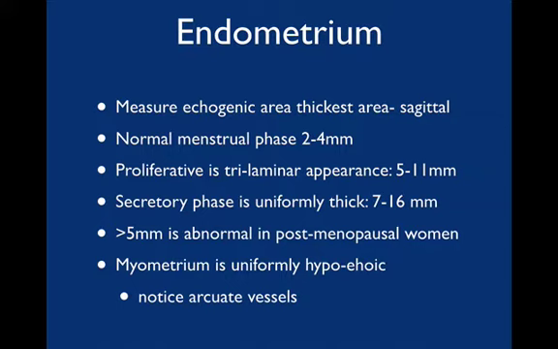If it's more than 5 millimeters in a postmenopausal woman, this should set off an alarm in your head to have this patient get an endometrial biopsy for cancer. The myometrium should be uniformly hypoechoic, except we will notice the anechoic arcuate vessels around the edges, and we can put color flow on those to confirm their vascular nature.